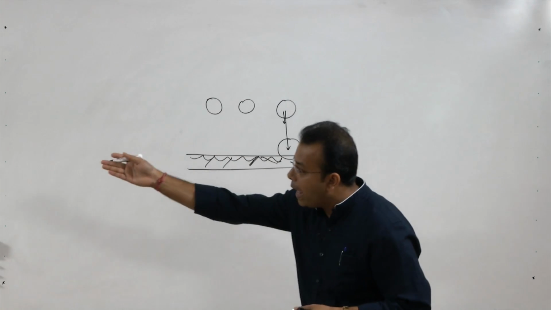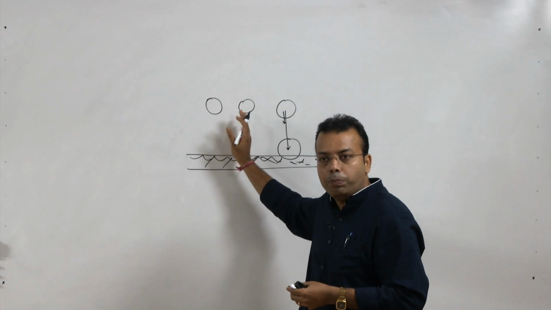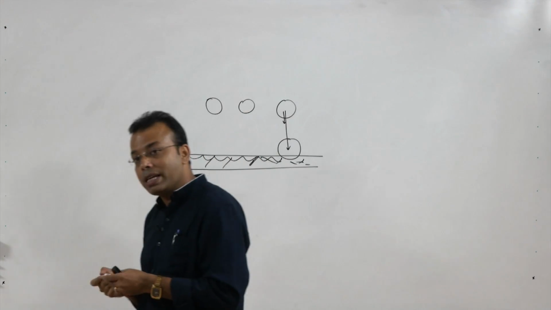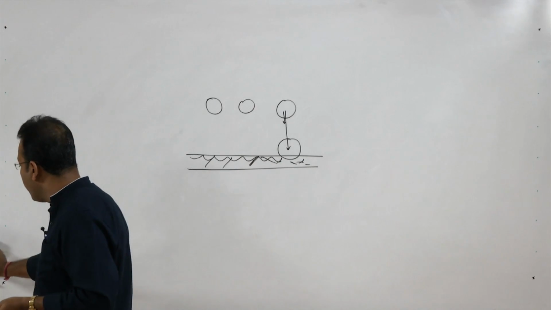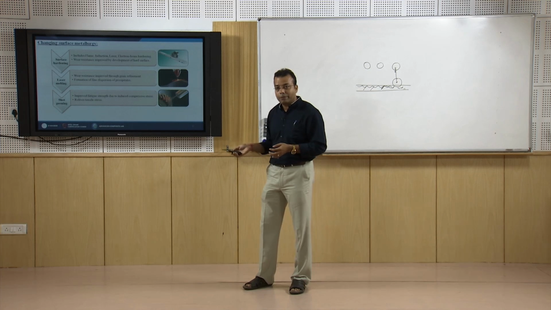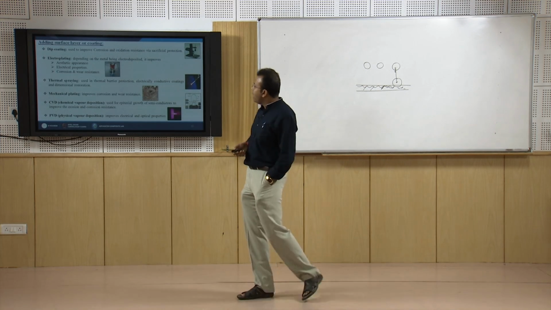So, by applying a laser or some normal ceramic ball, we can do the compression of that particular surface, by which we can modify the surface properties of that particular material. Next, adding a surface layer or coating.